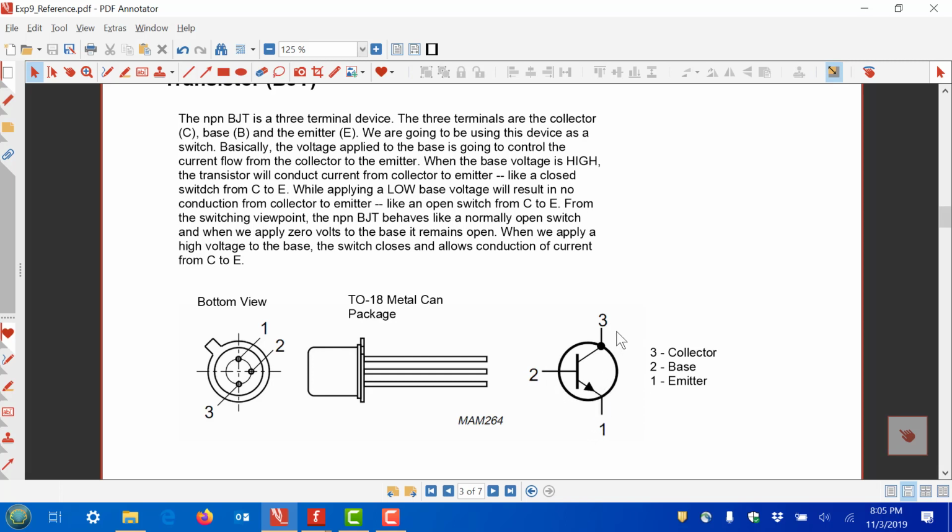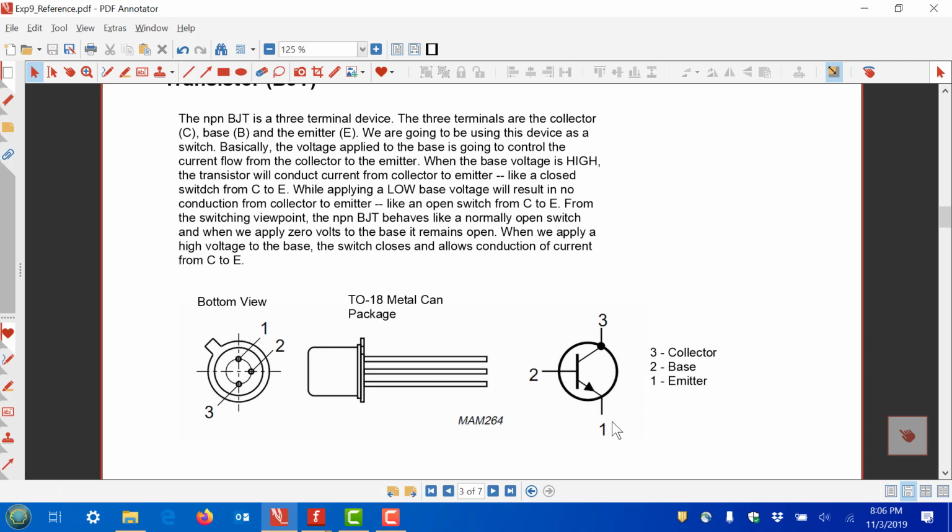So basically what this device does, the way we're going to use it in EC115, is it acts like a switch. Okay, so if the voltage at the base, which is number 2, is relatively high, then current can flow from 3 to 1, from the collector to the emitter. If the voltage at the base is relatively low, there is no conduction. So it acts like a switch, right? If the voltage is high, that's like a closed switch from 3 to 1. If it's a lower voltage, open switch from 3 to 1.